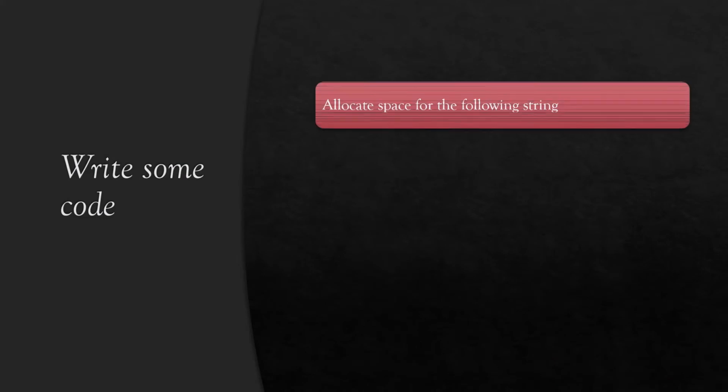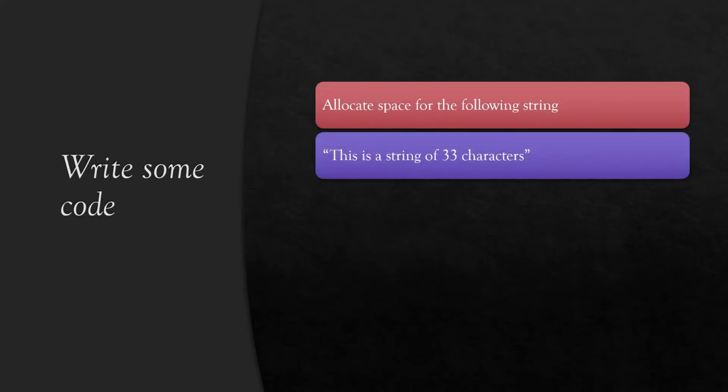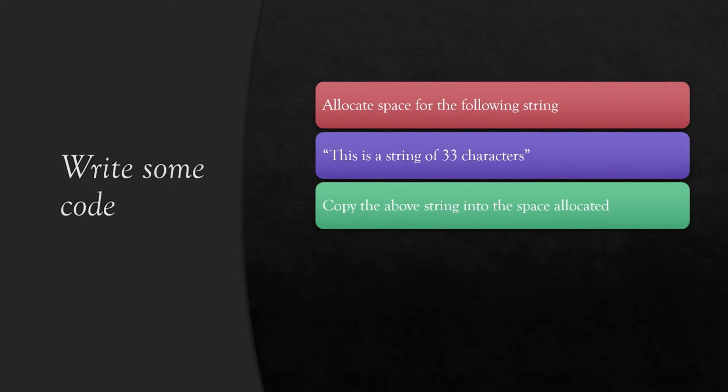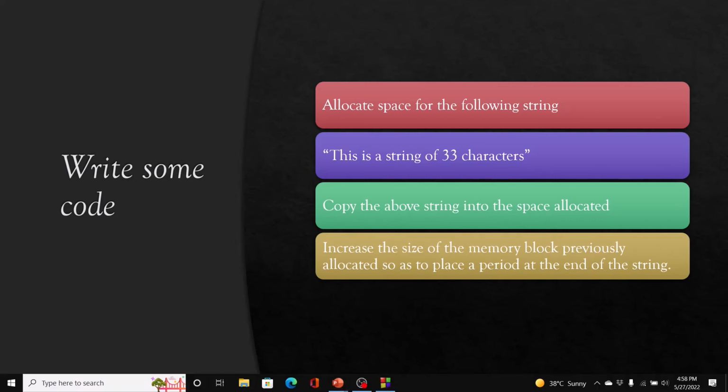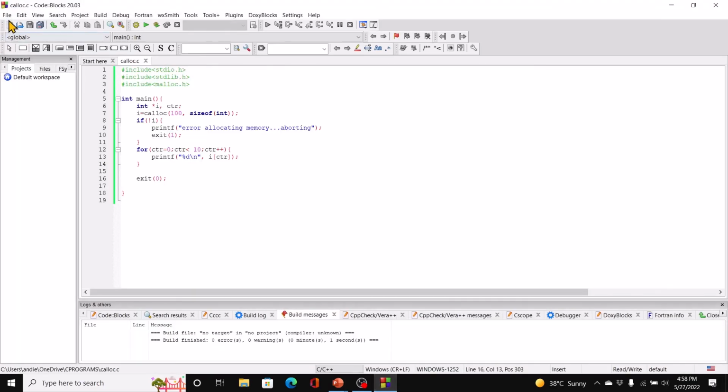Now write some code: allocate space for the following string, copy the above string into the space allocated, and increase the size of the memory block previously allocated so as to place a period at the end of the string. Now again, we go to Code::Blocks and let's start a new file.